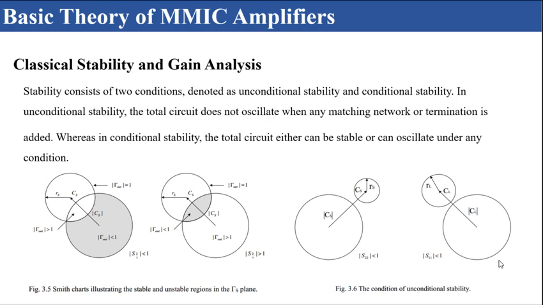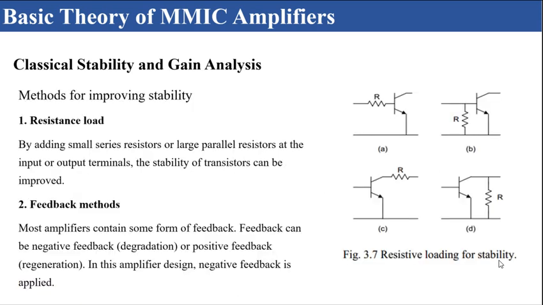Figure 3.5 shows the stability circle on a Smith chart at the output plane, and the shadow region in figure 3.5 is the stable region. Figure 3.6 shows the circle of unconditional stability. And these are the methods for improving stability.